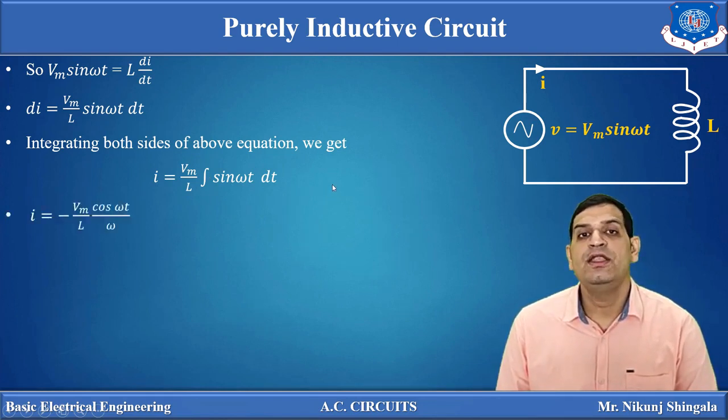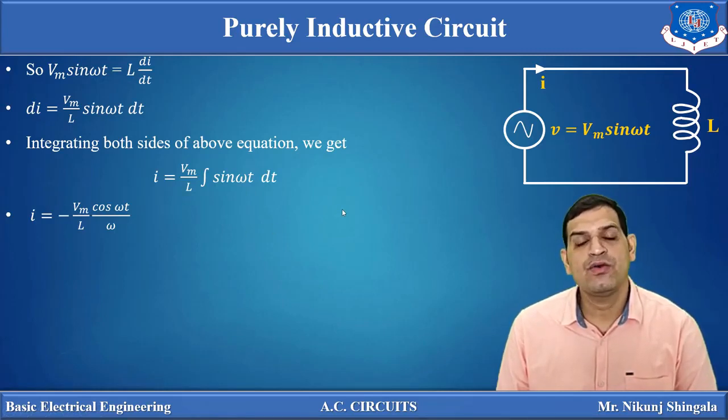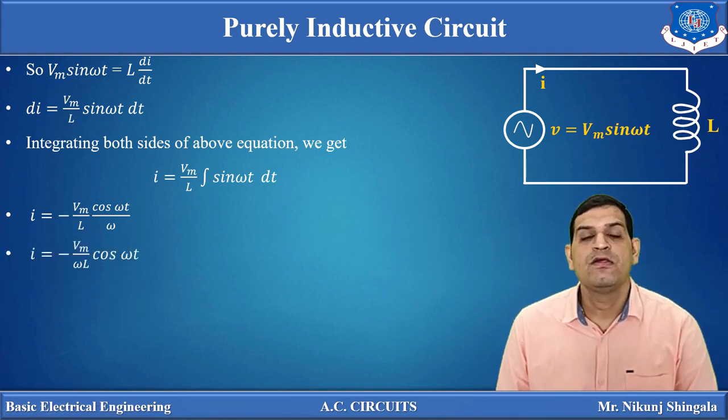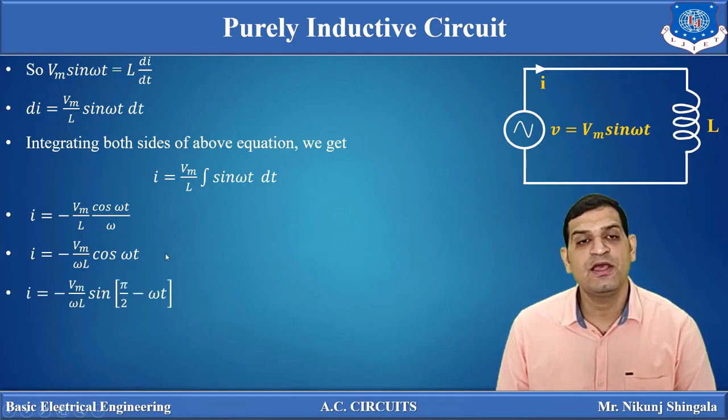Now the integration of sin omega t with respect to t is given by minus cos omega t divided by omega. So i becomes minus Vm divided by L into cos omega t divided by omega. So i is equal to minus Vm divided by omega L into cos omega t. Now this is the maximum value of the current. Now cos omega t can be represented by sin pi by 2 minus omega t, because sin pi by 2 minus theta is nothing but cos theta.